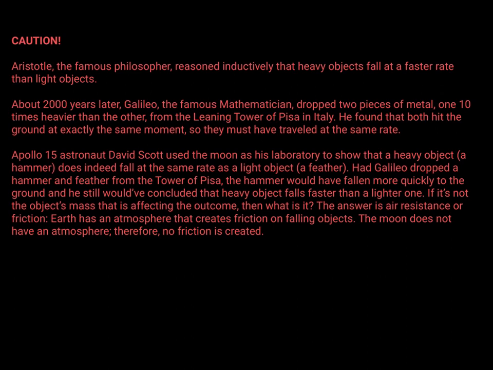So what's the deal? If it's not the object's mass that is affecting the outcome, then what is it? The answer is air resistance, or friction. Earth has an atmosphere that creates friction on falling objects. The moon doesn't have atmosphere, therefore there's no friction. So again, these are just examples of mathematicians and scientists and philosophers and astronauts looking at specific cases, making observations from specific cases to make a prediction, a hypothesis or a conjecture.